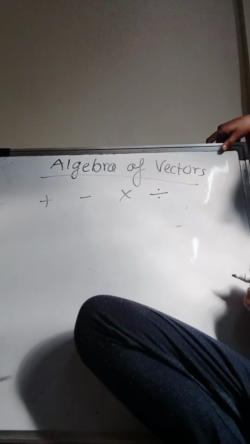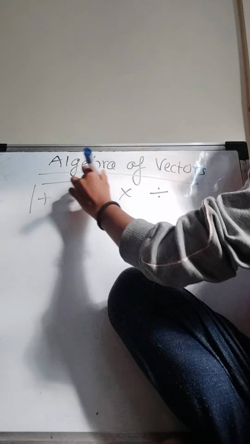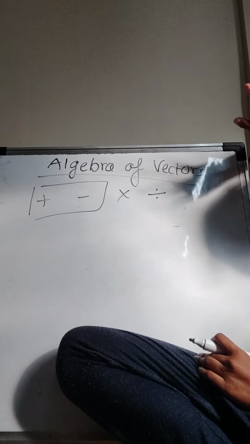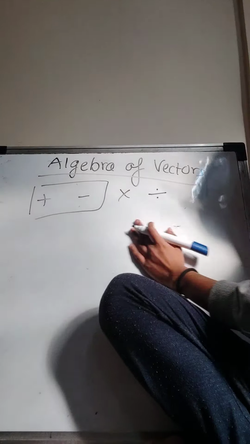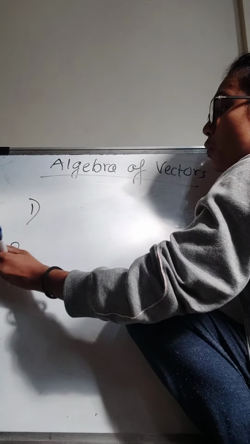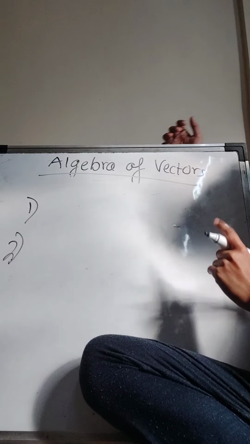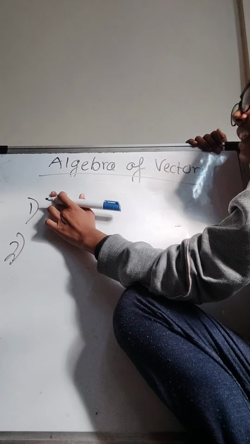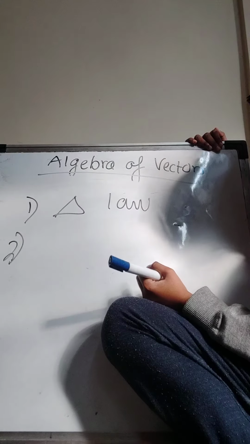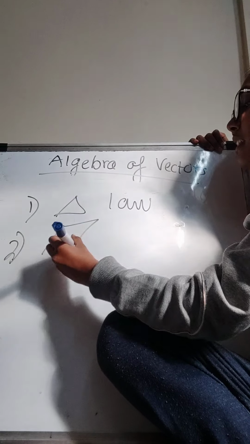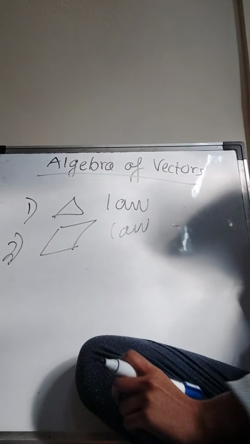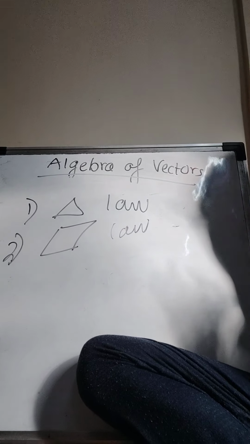Okay, so in vectors, addition and subtraction have only two methods, which are very similar to each other. How do we add two vectors? There are two things we can do for adding vectors. First one is we can apply the triangle law, and the second one is we can apply the parallelogram law. Both are very easy and you have studied these in your earlier standard.